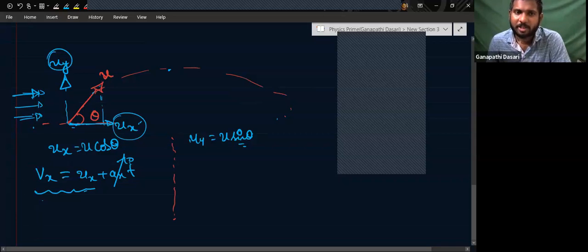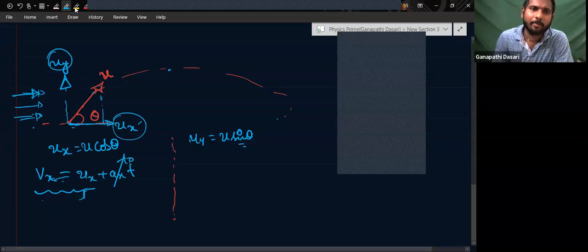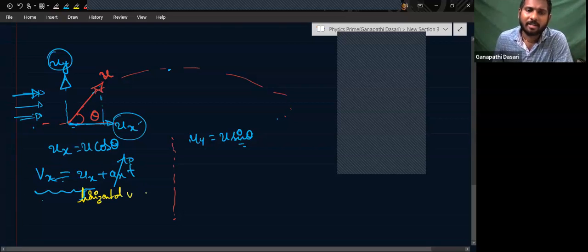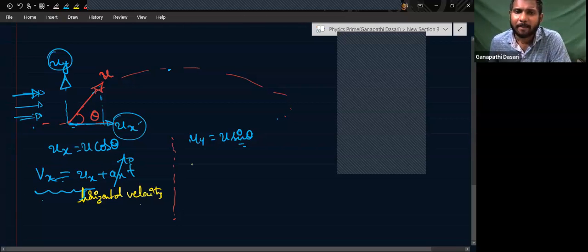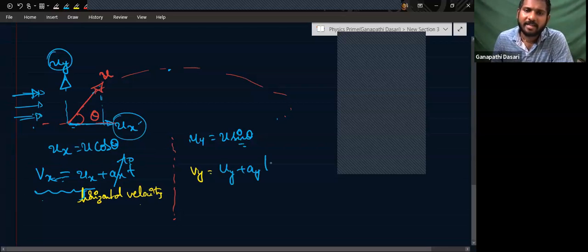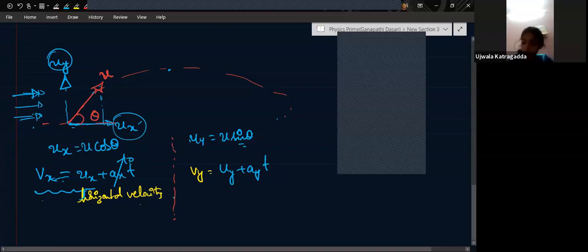Yes, sir. This ux horizontal velocity will remain constant. That is a very tricky, important point, so it will help you in solving problems. Horizontal velocity remains constant. Like that, can I apply vy is equal to uy plus ayt? Yes, sir.